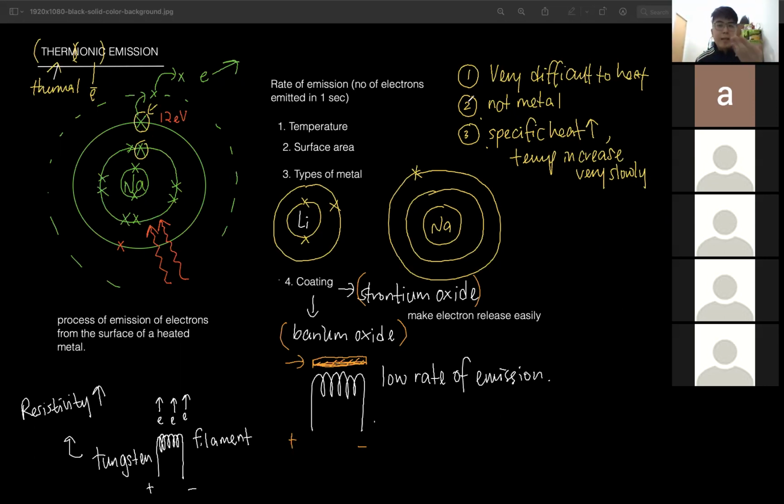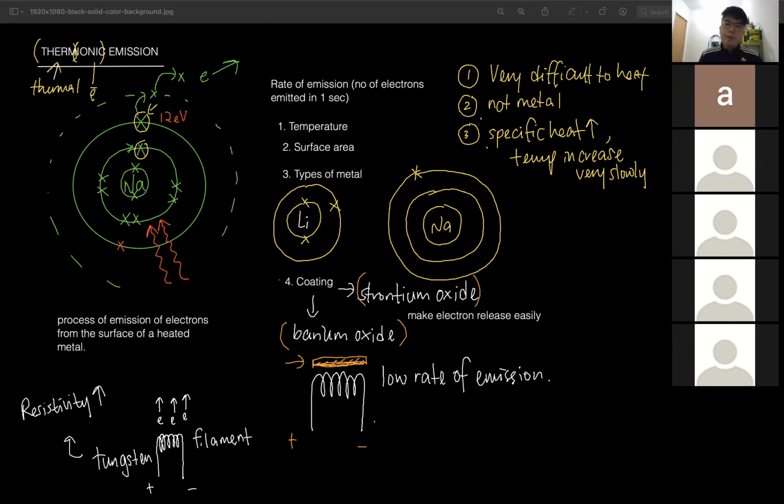That's why we need a metal as a base, and then we put the coating on top of it. Because the metal can heat up easily, and the metal can give out electrons, plus the layer further increases the electrons. What happened to the filament? The filament underneath is to heat up the metal on top, because filaments heat up much faster than the metal.